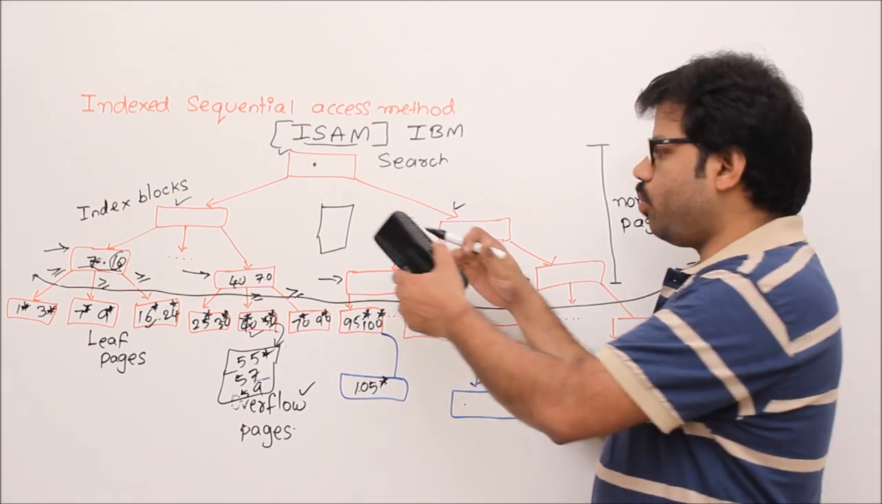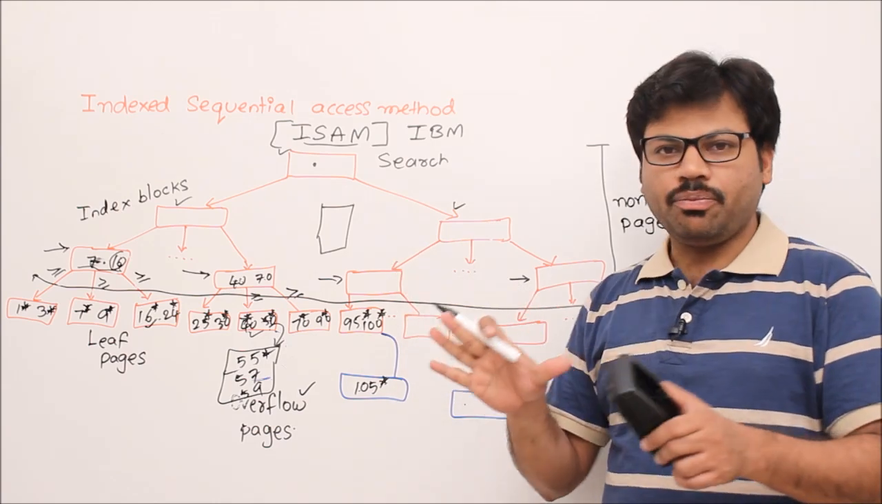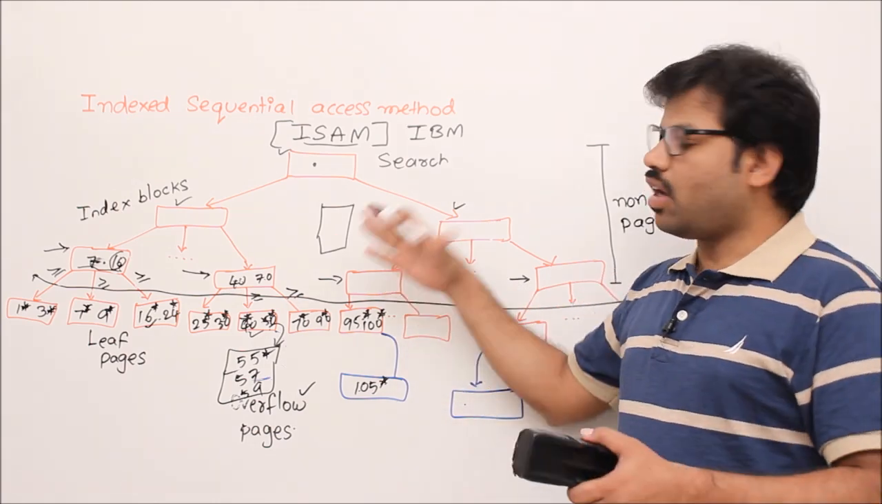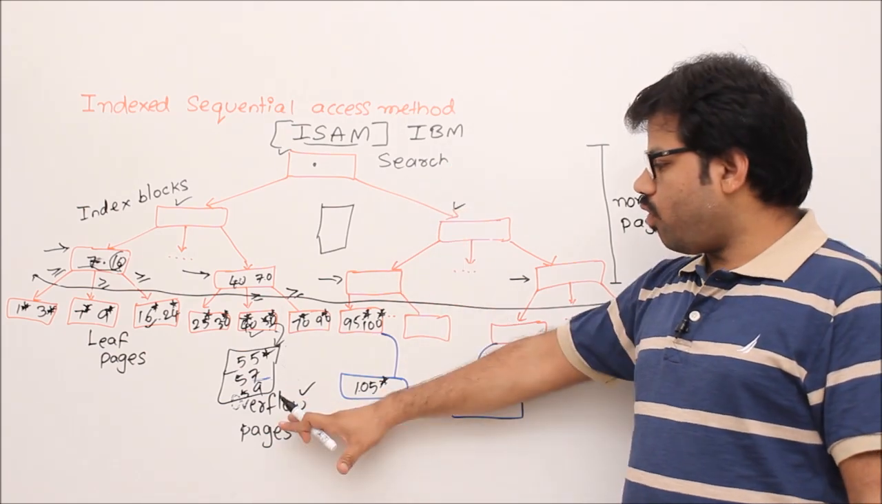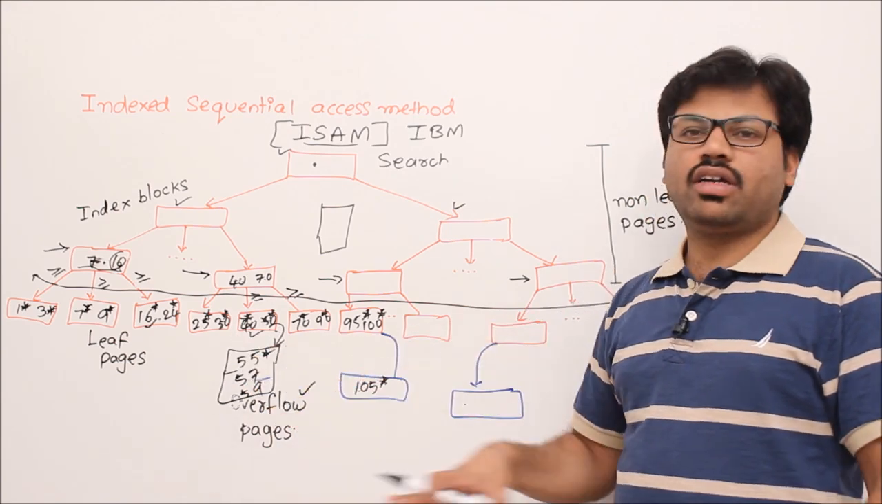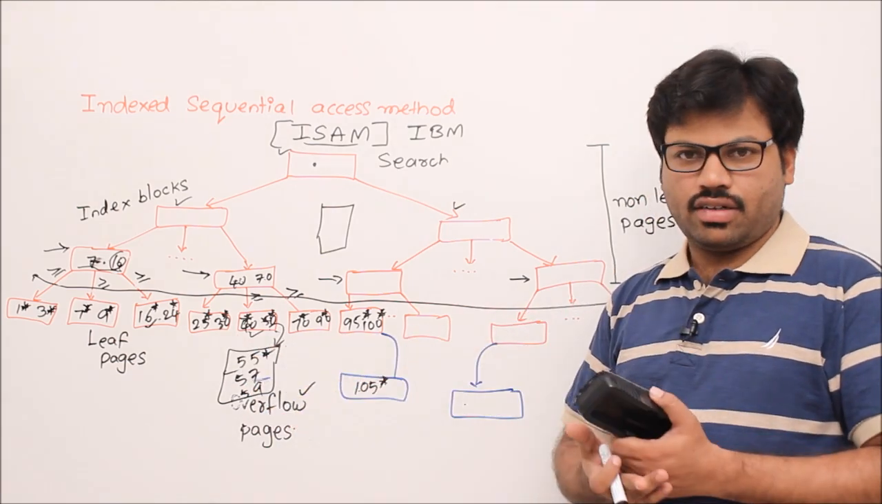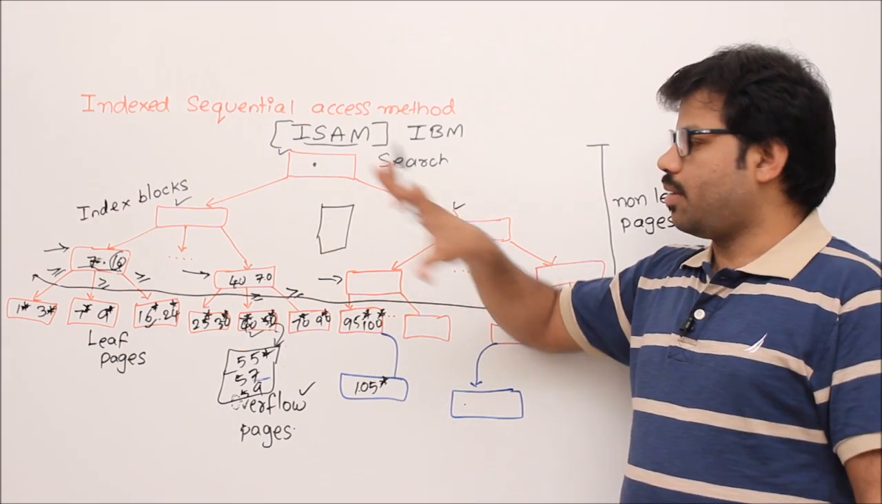So your tree will not be extended, otherwise your tree is going to be grown up. That means it is neither growing nor shrinking. Only overflow pages will be added. So in that sense it will be growing, but apart from that nothing will be added. So if you understand this one, then we say that this is ISAM.